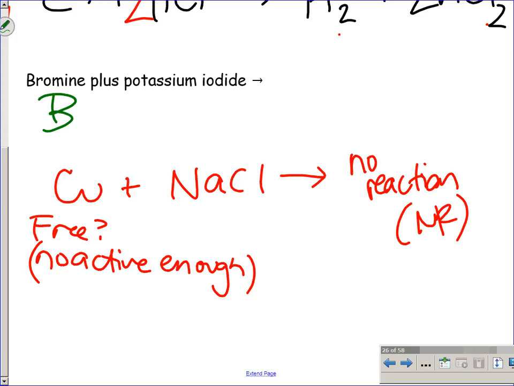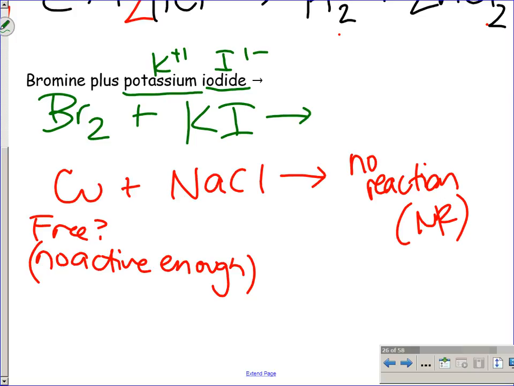Br2 diatomic, remember, by itself it's still diatomic. Potassium iodide is K, so this is potassium with a +1 charge. Iodine has a I with a 1 minus. This is an ion form. Crisscross, what do you get? KI. Okay, so in this case, I've got bromine, that's the free guy.